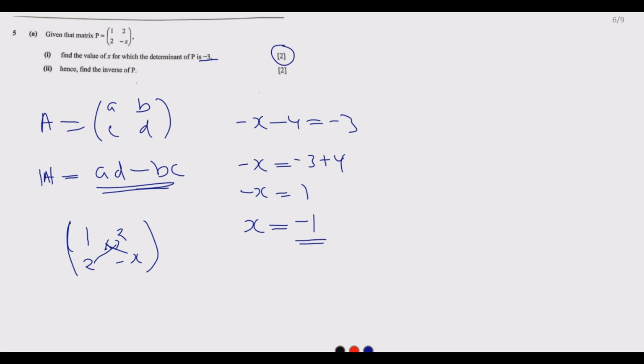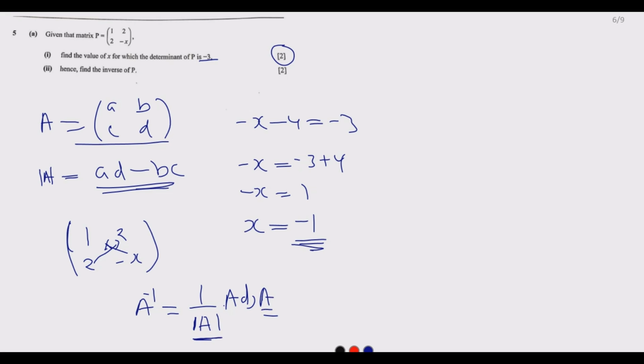So this is how you get these 2 marks. Then the follow-up question says hence. Hence means having found that x is equal to negative 1. If you find something different, then you mess up the other 2 marks. Hence find the inverse of P. If you are given a matrix A, to find the inverse you need the determinant. The inverse of A will be equal to 1 over the determinant, multiplied by the adjoint matrix.